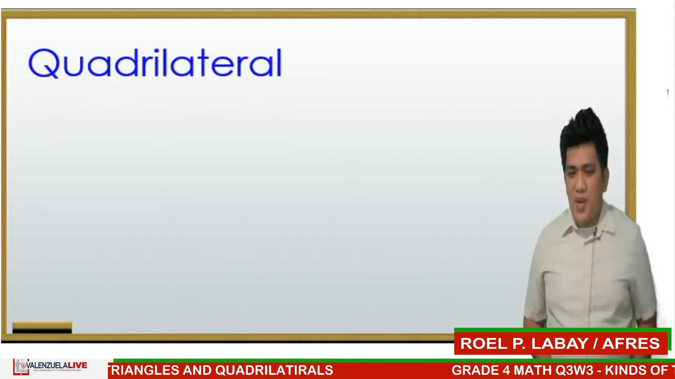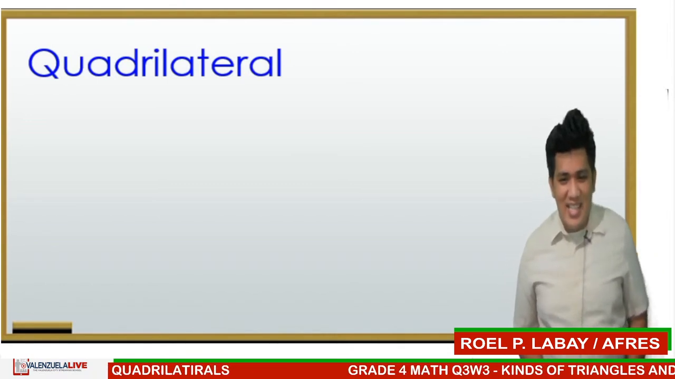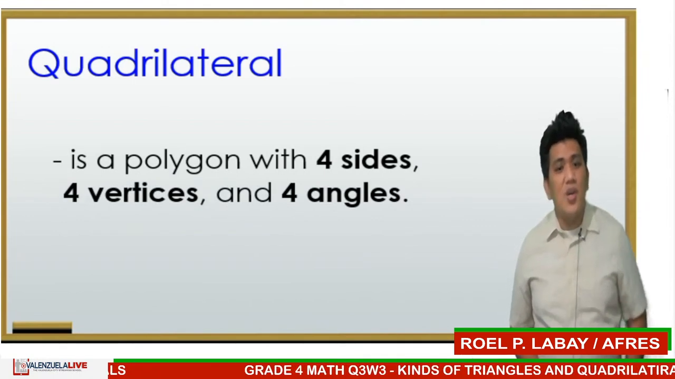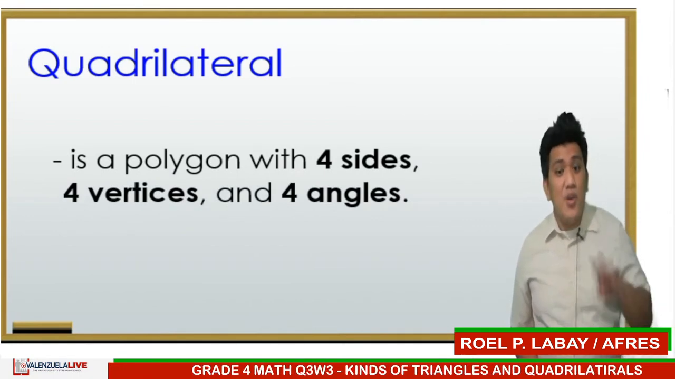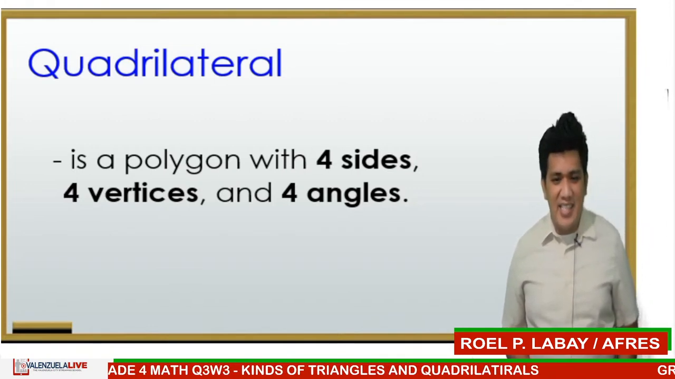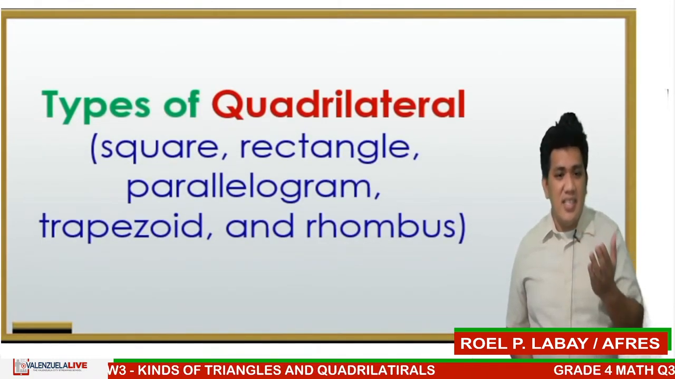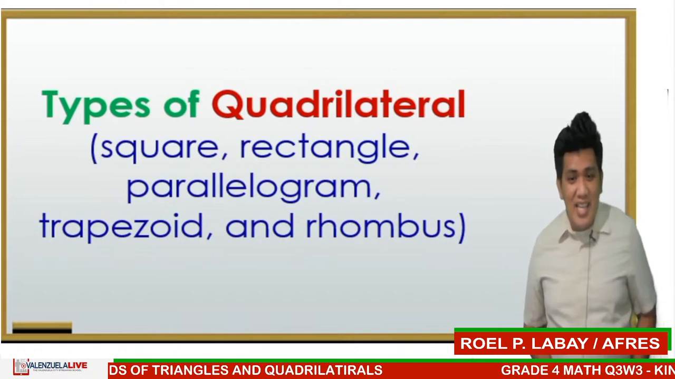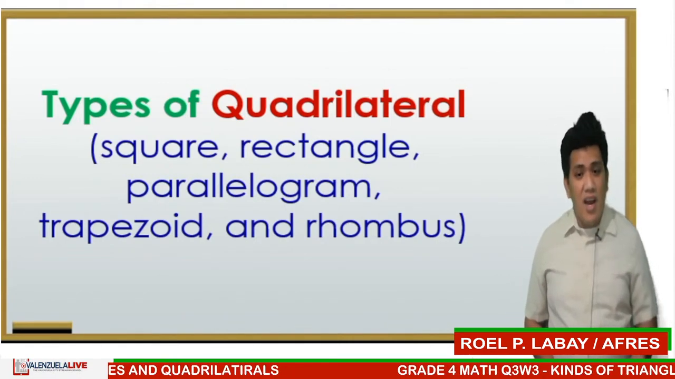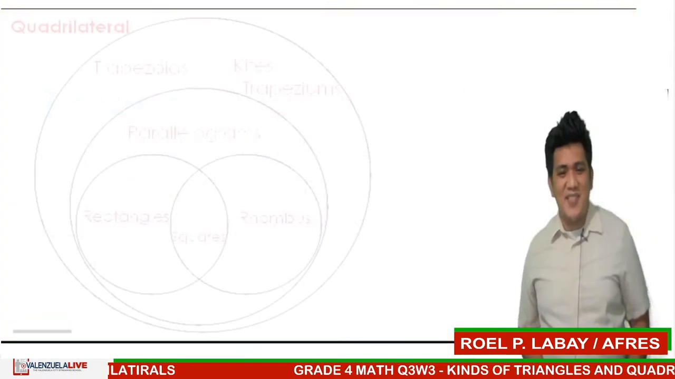Now, let's move on to our next topic, which is all about quadrilaterals. What is a quadrilateral? It is a polygon with four sides, four vertices, and four angles. I have here the different types of quadrilateral. We have square, rectangle, parallelogram, trapezoid, and rhombus.